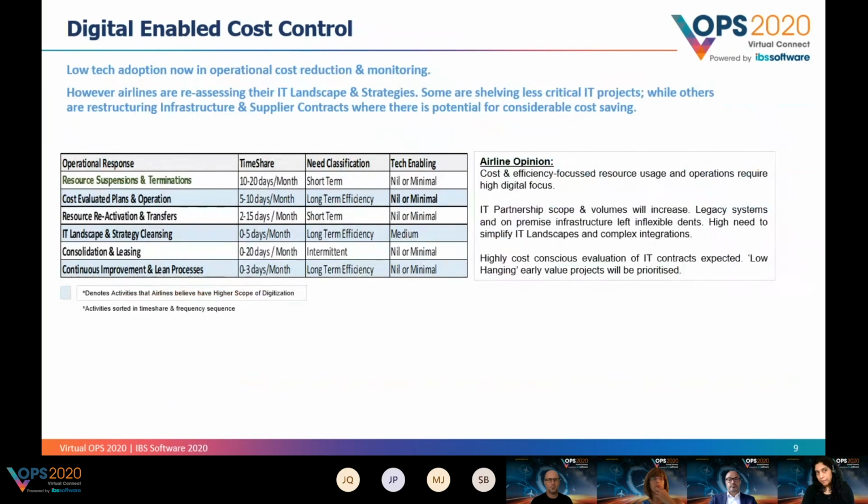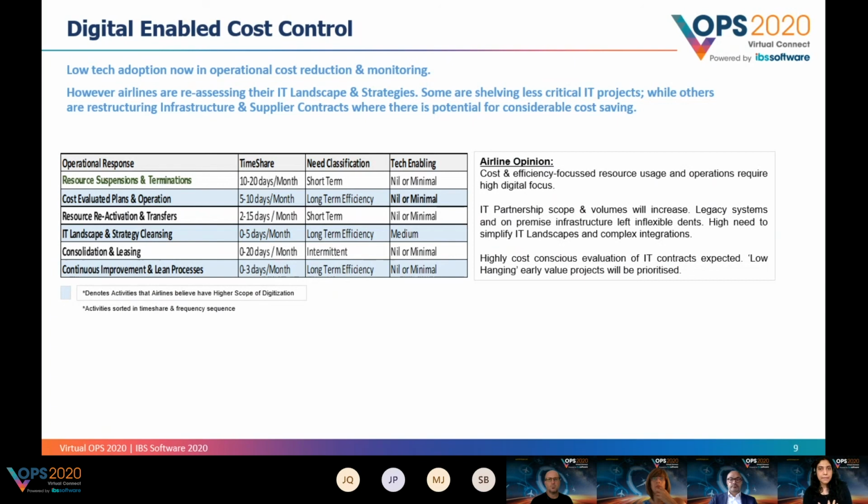And that's the next part of it, how they are digitally enabling cost control. So they saw two parts to it again. The first part is how do we ensure that cost is one of the primary parameters in our planning and tracking of operations? How do we monitor, how do we predict costs? And they felt that adoption digitally in that area is pretty low. But then the second part, which is the IT strategy and landscape relooking, that's heavily happening actually.